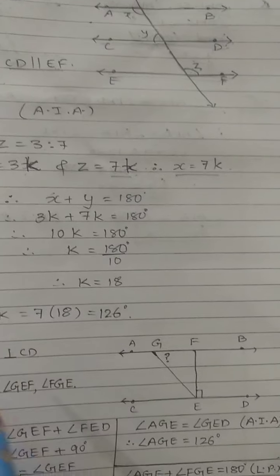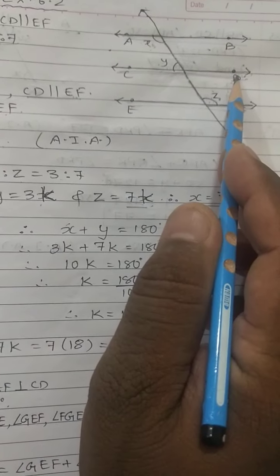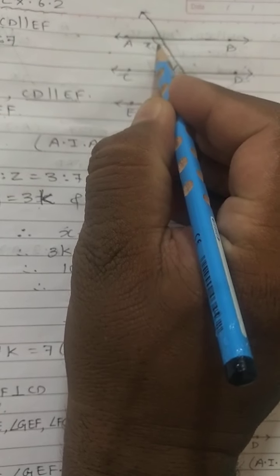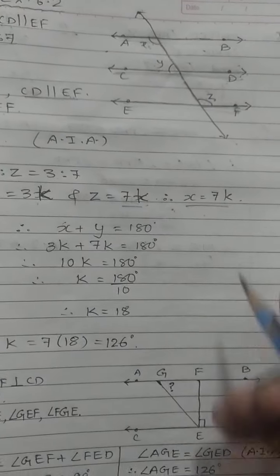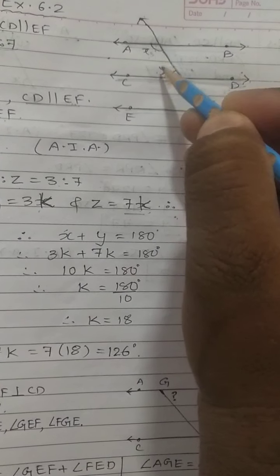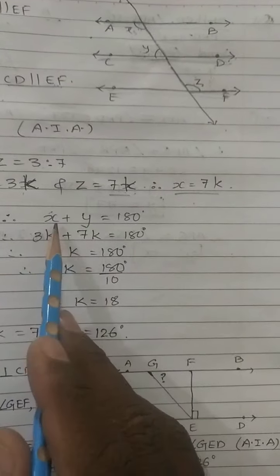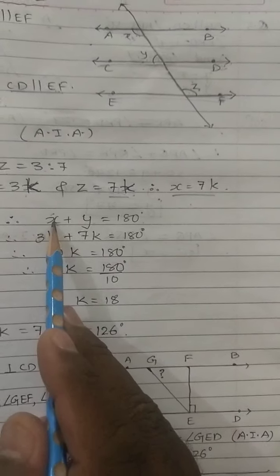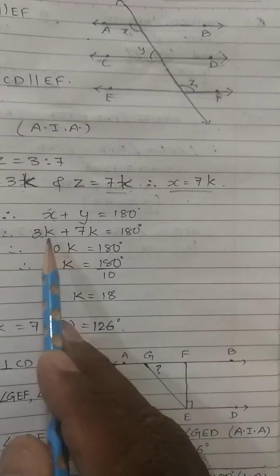Right? Okay. Now AB and CD are also parallel and this is the same transversal. So which type of angles are X and Y? They are interior angles on the same side of the transversal. So the sum of both of them is 180, since AB is parallel to CD. So X plus Y is 180. Put the values of X and Y here: 7k plus 3k is equal to 180.